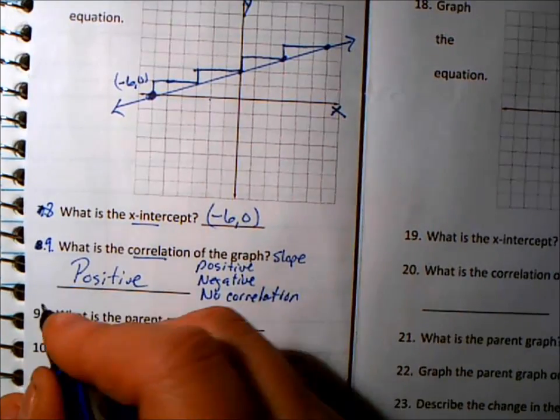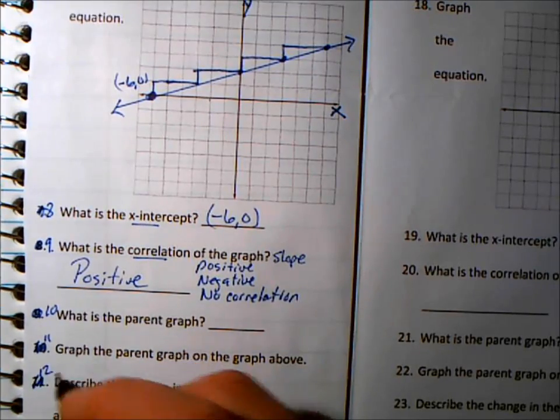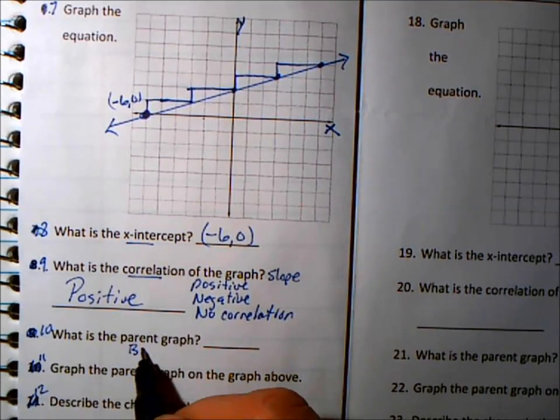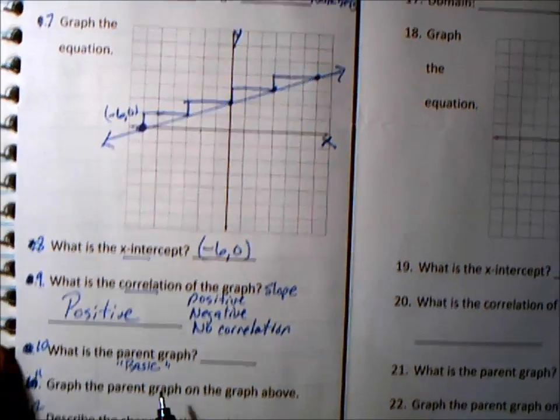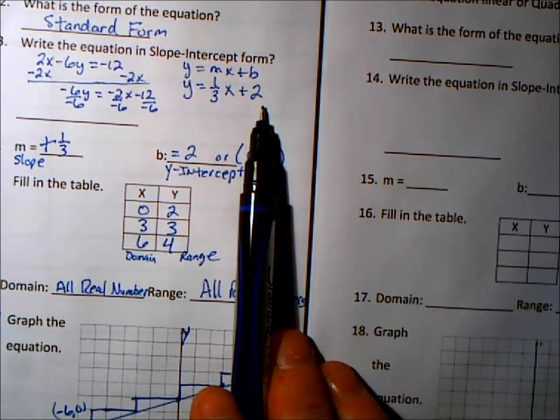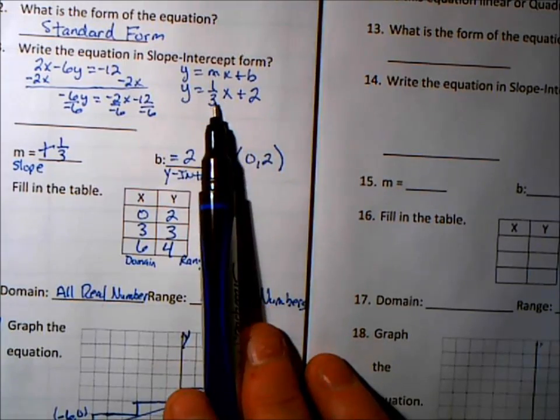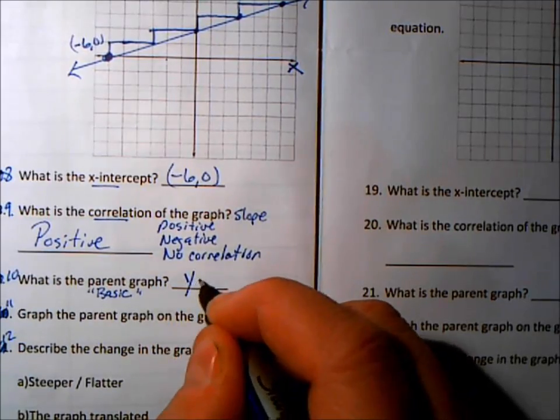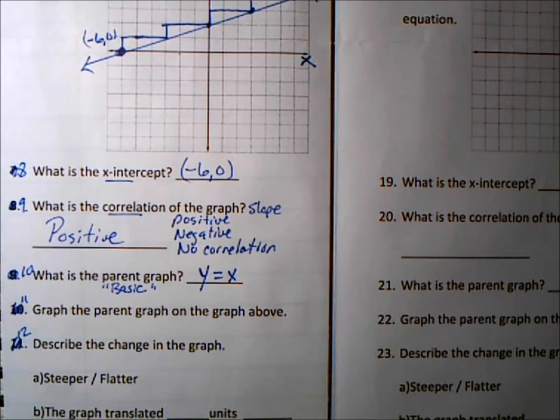On number 10, they asked, what is the parent graph? Well, remember, the parent graph is the most basic graph that there is. That means I go back to my equation up here, y equals 1/3 x plus 2, and to get the parent graph, I pull away all the numbers. So the 2 goes away and the 1/3 goes away, and all I'm left with is y equals x. That is my parent graph, the basic graph of this linear equation.